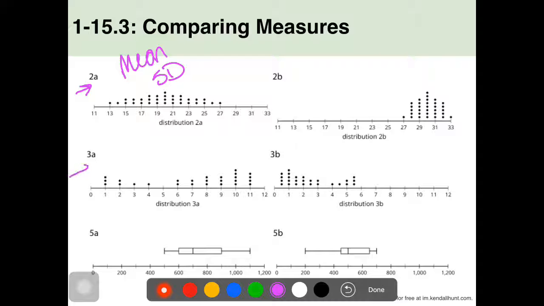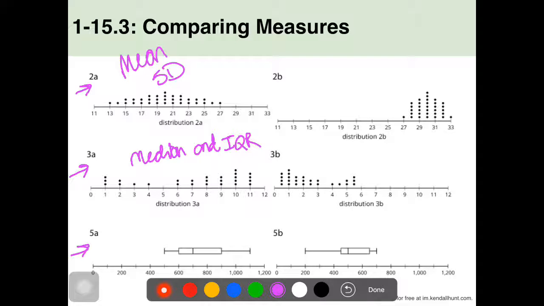Set number 3, for this one, the median and the interquartile range is going to be better, and that's because this data is definitely not symmetric. It's kind of bimodal, but there's more data on one side than the other, and so some of those large or small values are really going to affect your mean and standard deviation. So your median and interquartile range are going to be better there.